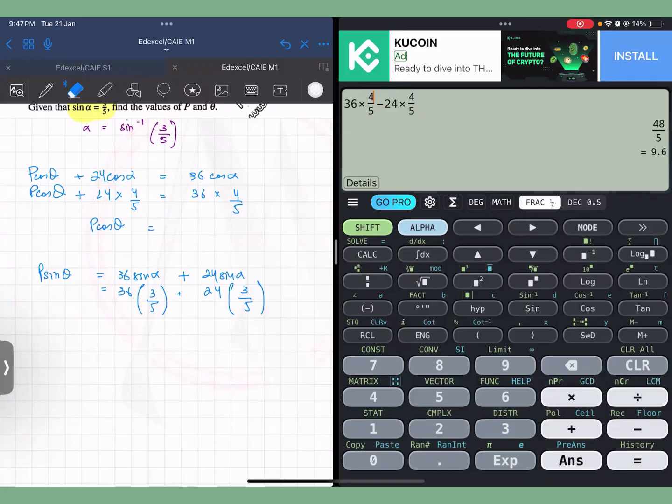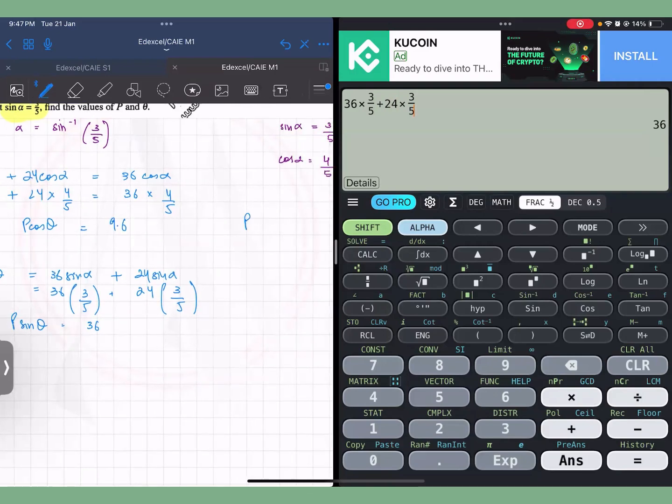36 times 4/5, yes, this is 9.6. And over here you will get P sine theta is equal to 36 multiplied by 3/5 plus 24 multiplied by 3/5, 36. Now you divide both of the equations again. I'm messing up with the cos and sine again and again.